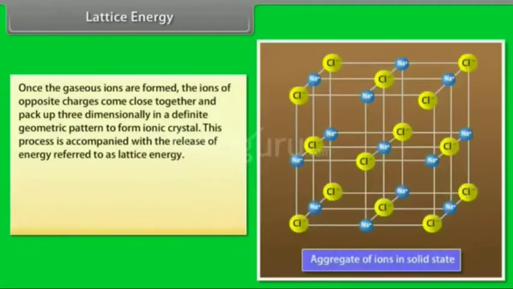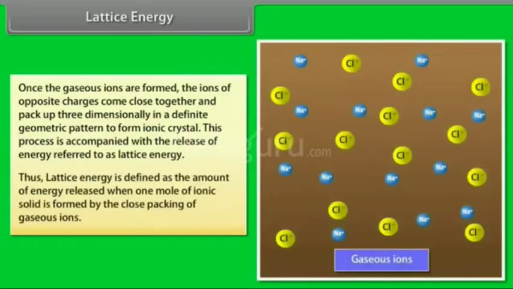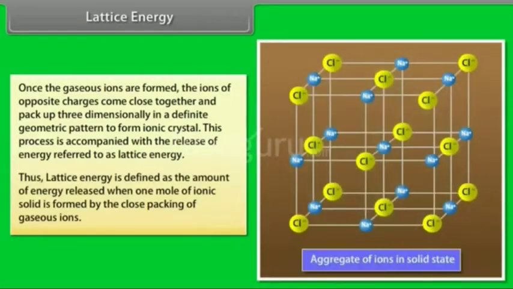Lattice energy. Once the gaseous ions are formed, the ions of opposite charges come close together and pack up three-dimensionally in a definite geometric pattern to form an ionic crystal. This process is accompanied with the release of energy referred to as lattice energy. Thus, lattice energy is defined as the amount of energy released when 1 mole of ionic solid is formed by the close packing of gaseous ions.